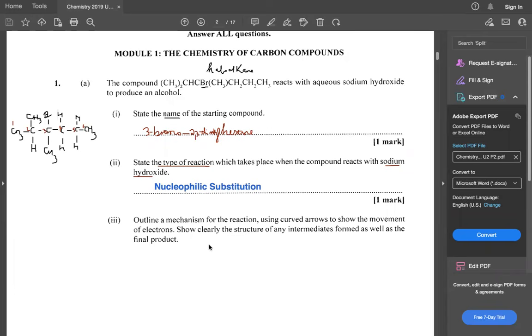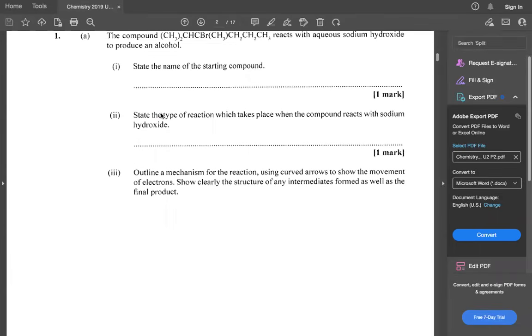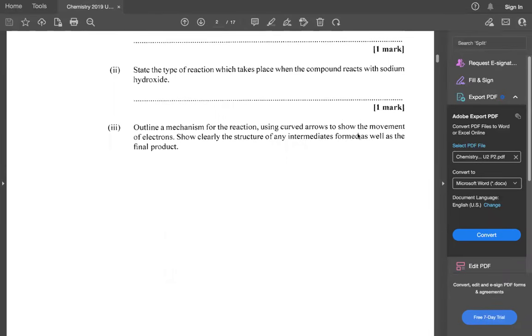Okay. So now we move on to part 3. So I'm just gonna clear all this stuff and move up. So they're saying now outline a mechanism for the reaction using curved arrows to show the movement of electrons. Show clearly the structure of any intermediates formed as well as the final product, right? So, okay, so the first thing we have to do is figure out what are we making? Like, what is the overall reaction? And then we can then break that down into what the mechanism should be.